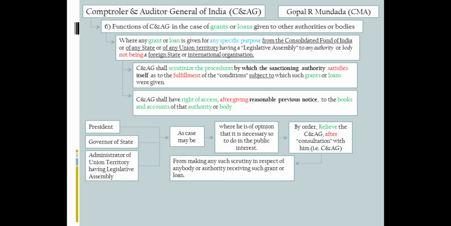Where a grant or loan is given for any specific purpose from the Consolidated Fund of India, or any state or union territory having a legislative assembly, to any authority or body, not being a foreign state or international organization, and the audit of that organization or authority is done by the C&AG, in such a case he scrutinizes the procedure by which the sanctioning authority satisfies itself about the fulfillment of the conditions subject to which the grant or loan is given. So guys, next is that the C&AG shall have the right to access, after giving reasonable previous notice, the books of account of that authority or body.